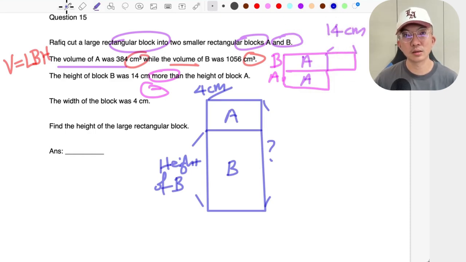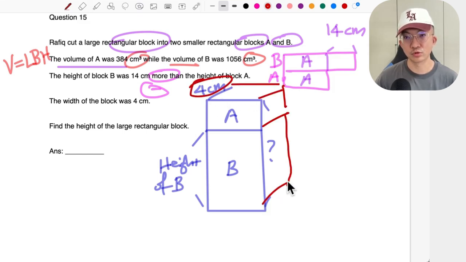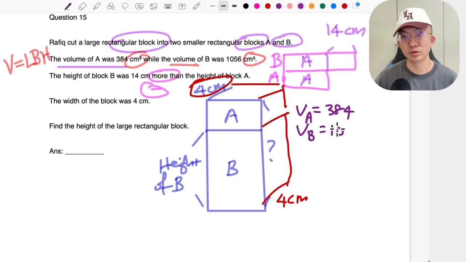So what do we do? So let's look at what else is being given. Okay, so there's a breadth. So I try to draw 3-dimensional. So meaning that all these are the same. So since we know the volume A and B, let's write down first. Volume A is equals to 384. Volume B is equals to 1056.